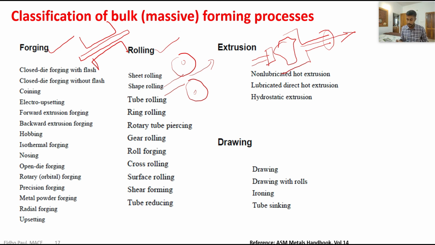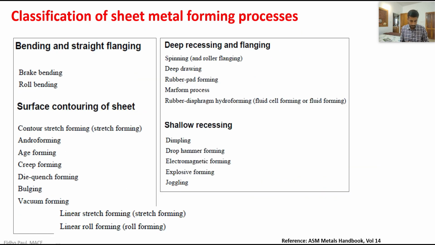The drawing process is similar to extrusion, but the difference is that the raw material is pulled. In extrusion, a pushing or compressive force is applied, but in drawing, a tensile force is applied on the material to come out through the opening. So that is a drawing operation. Forging, rolling, extrusion and drawing are the major bulk deformation processes.